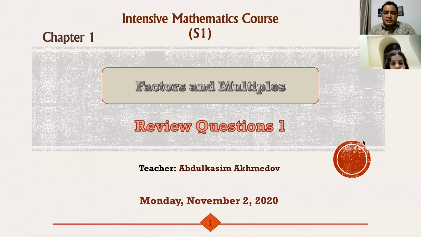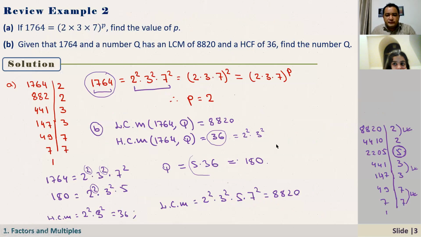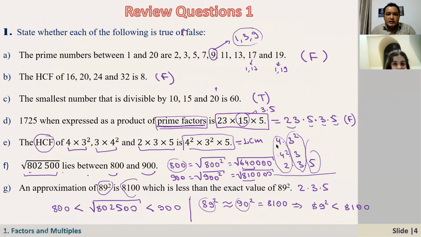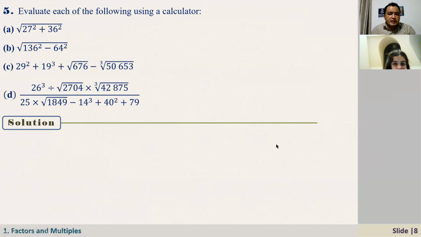Okay. Last time we talked about factors and multiples, and we did a few questions, as you remember. We did this question, find the smallest value of k, example 1 and example 2, and we did these questions together. Okay, and evaluate each of the following using a calculator. And also you need to practice solving some questions using a calculator.